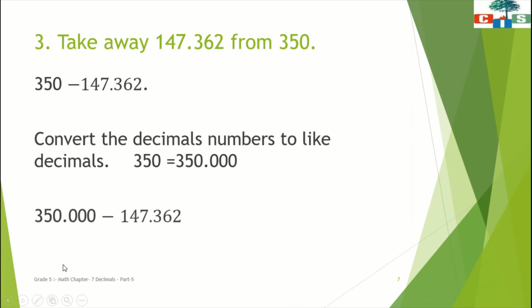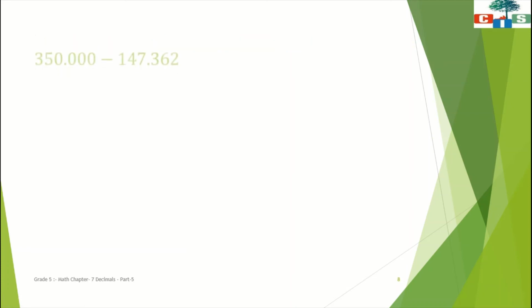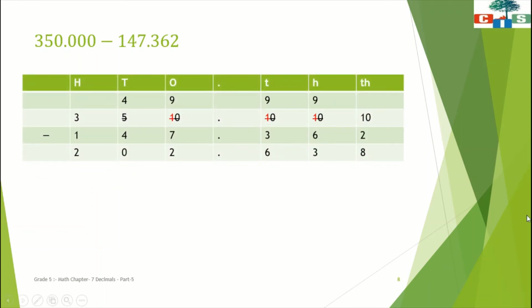Now we need to subtract 350.000 minus 147.362. Scholars, we will arrange the numbers in the decimal place value chart according to their place value. Now we start subtracting from the thousandths place. Here we have 0 minus 2. We cannot subtract 2 from 0, so we need to borrow from its neighboring place, its next door.